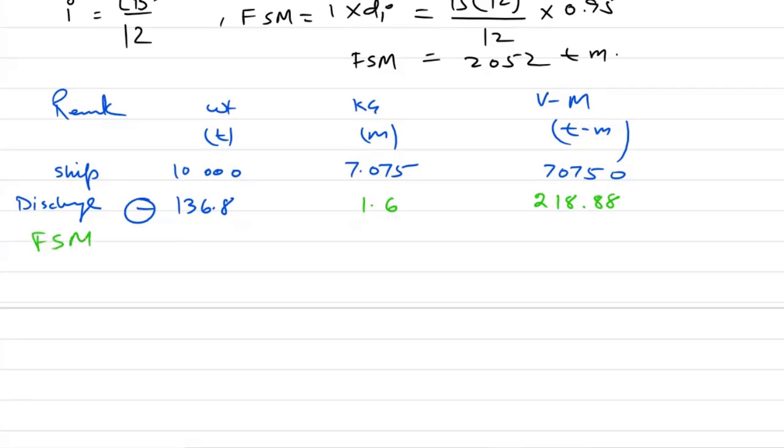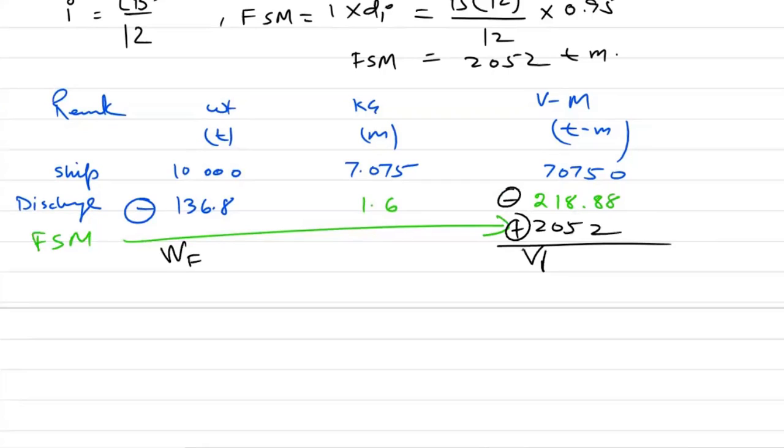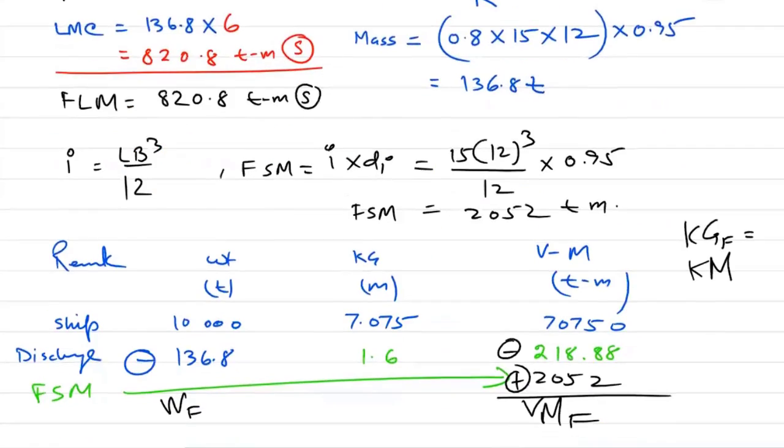Now free surface moment directly we will apply here, 2052. This will be minus, this will be plus. So find the final vertical moment. Then kg final will come, right? The moment you have kg final, KM is constant. KM is given, 7.8. Constant. So we can find GM final. The moment you have GM final, this should not be a problem.